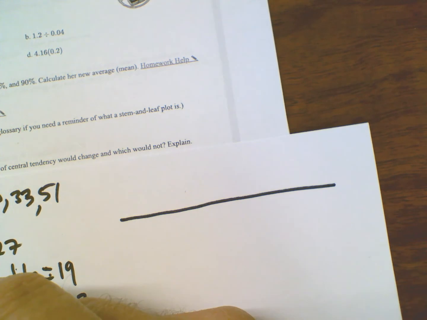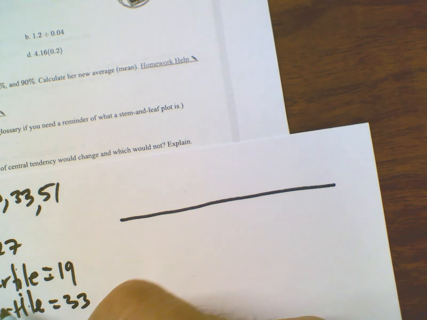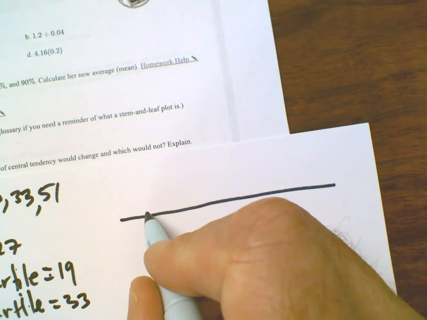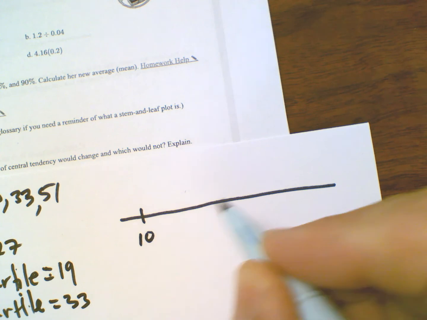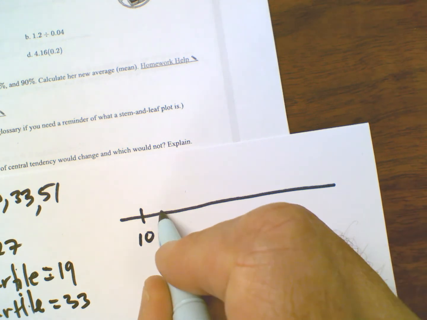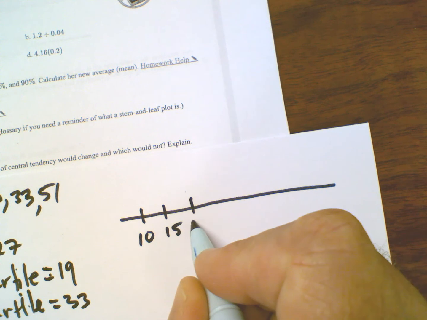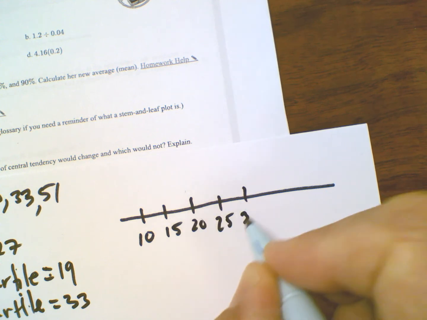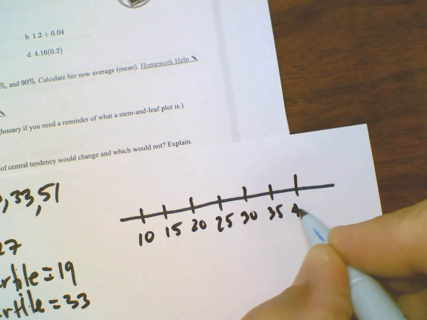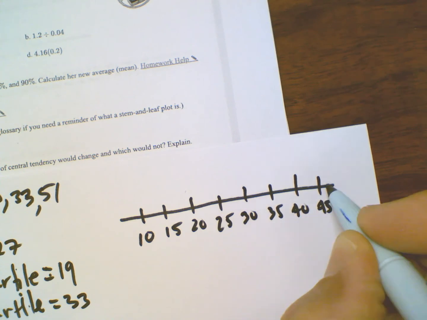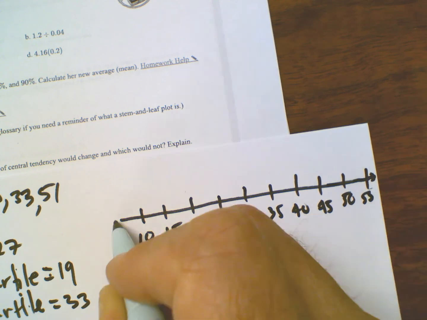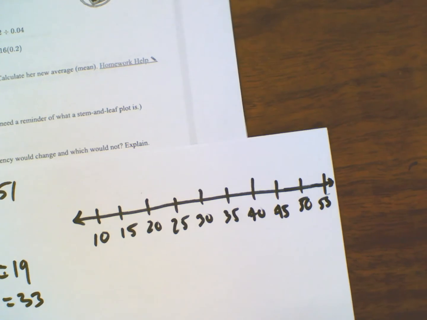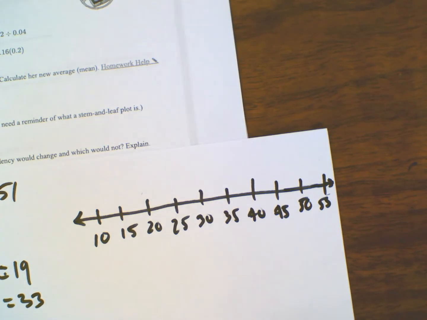So if I'm going to build a stem and leaf, the first thing is kind of figuring out what's going to be my range. Between 15 and 51 is 36. So I'll start here at 10, and I'm going to go by fives. So 10, 15, 20, 25, 30, 35, 40, 45, 50. I want to get to 55. So there's my number line and my box then.